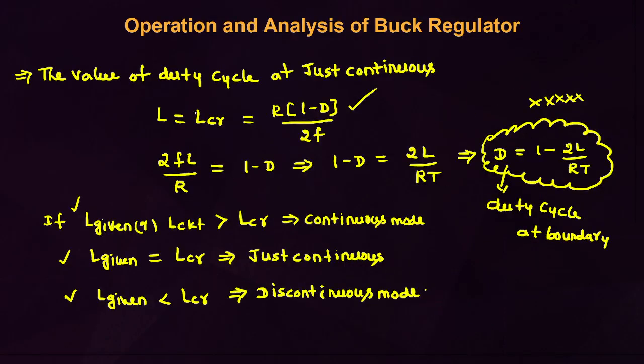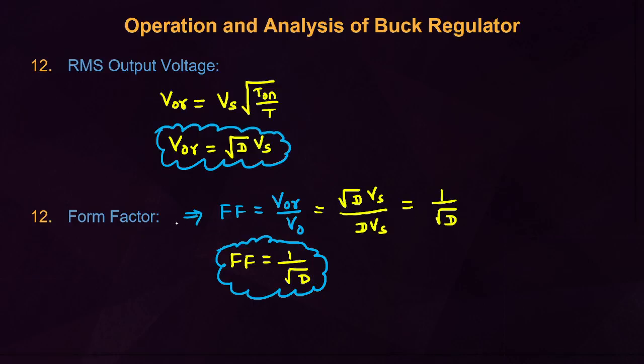Next, the value of duty cycle at just continuous. What is the value of duty cycle at just continuous? This is also a 5-star formula: D equals 1 minus 2L by RT. If the circuit inductance is greater than the critical inductance, then it is continuous mode, friends. If the given inductance equals the critical inductance, then it is just continuous. If the circuit inductance is less than the critical inductance, then it is discontinuous mode of operation. At these points you have to concentrate.